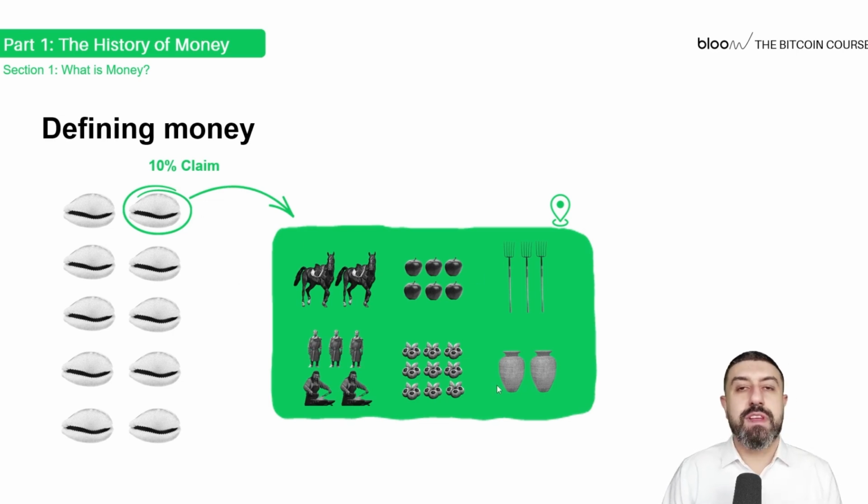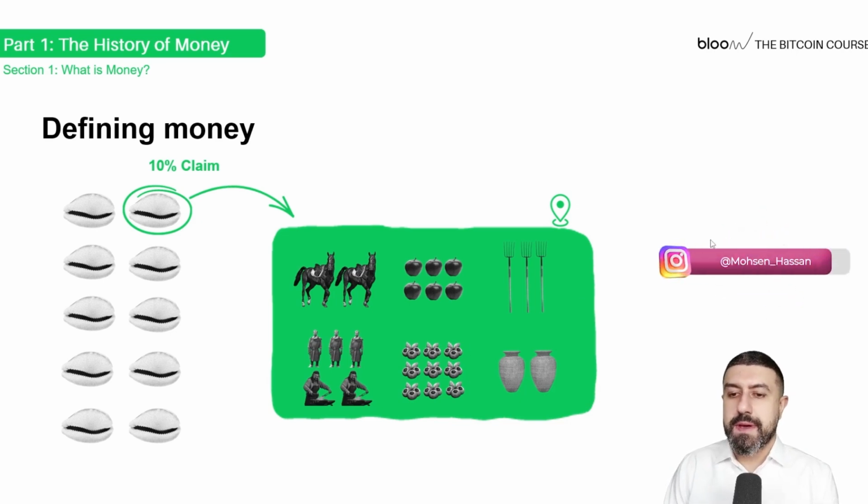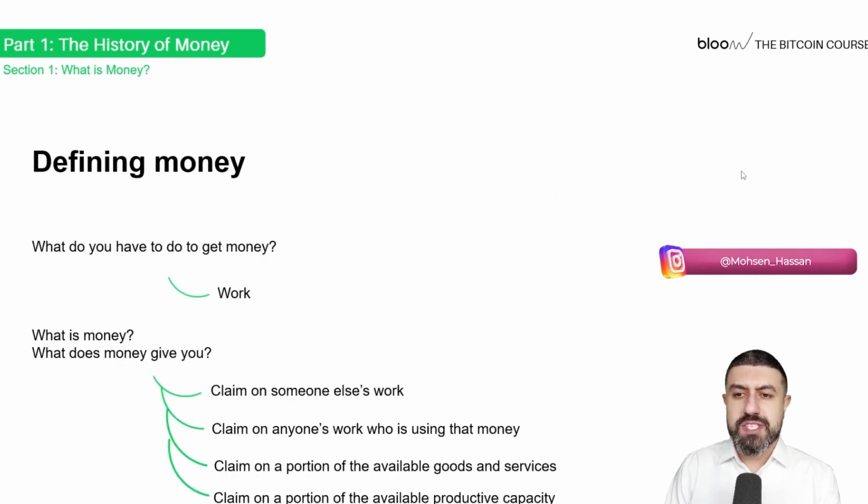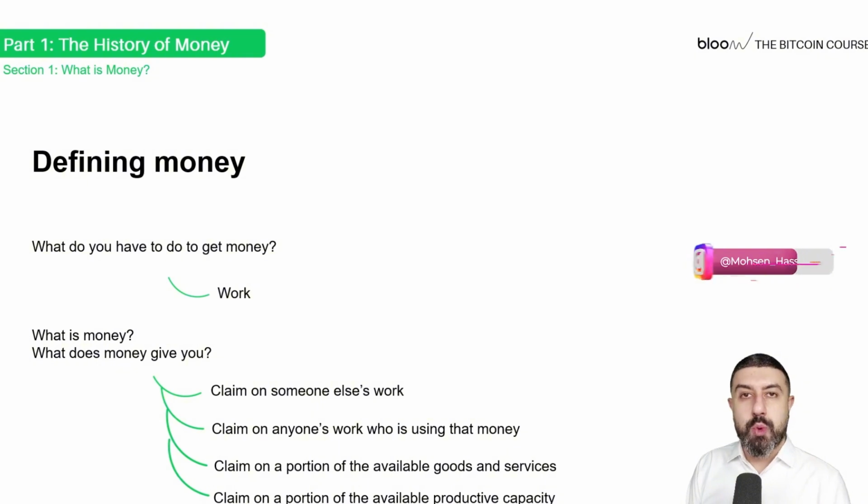It's a claim on total available productive capacity. And you can start realizing what would happen if somebody could create some shells out of thin air. What would happen to your claim? If money is a proportional claim on total productive capacity, what would happen if somebody can create some out of thin air? This is what we're going to be answering in the next section. But in this section here, we finally defined it. What is money? It's a claim on a portion of the available productive capacity.